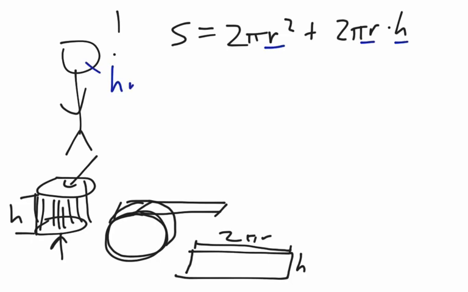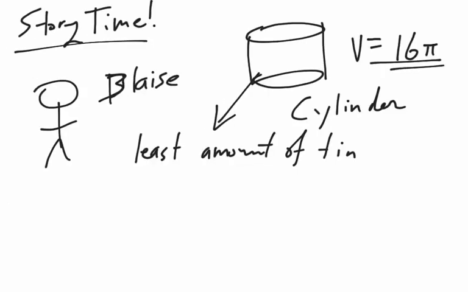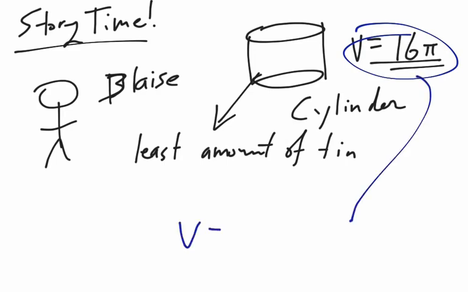And so he thinks to himself, is there a way that I could get r or h in another equation together? And he's like, I have it. Remember that Blaze's boss told him that the volume had to be 16 pi. Well, the volume of a cylinder is pi r squared h. Oh, well, the volume needs to be 16 pi.